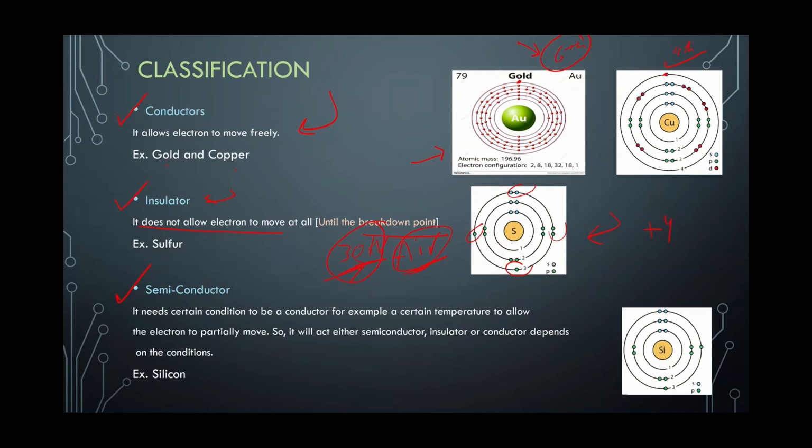The semiconductor needs certain conditions to be a conductor. Usually it is an insulator, or it can allow partial movement of electrons. When the temperature, for example, increases for some elements, it will become a conductor. So depending on the condition, a semiconductor will act as either a semiconductor, an insulator, or a conductor. For example, silicon in the solar cell, خلايا الشمسية: once the radiation hits the solar cell, the silicon becomes a conductor, and it will conduct electricity.